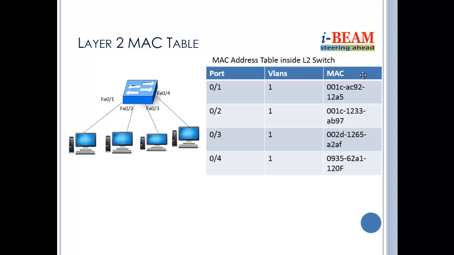Then, after building the MAC address table, if you want to send frames, the PCs can send to each other with unicast frames directly.